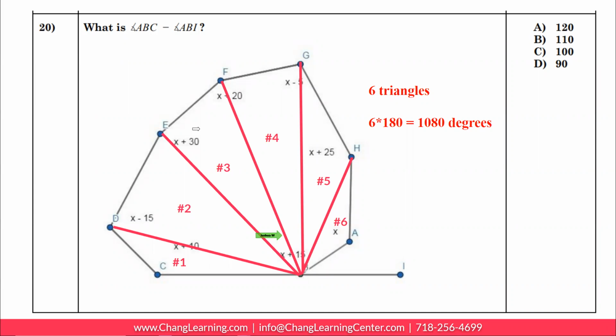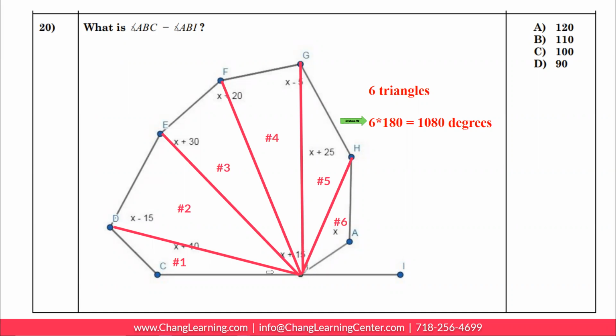Then you can see that the entire shape, the entire space, is split into 6 triangles: 1, 2, 3, 4, 5, 6, even though there are 8 sides. Each triangle has a measure of 180 degrees inside. So the total angle measure of the octagon is 1,080 degrees.